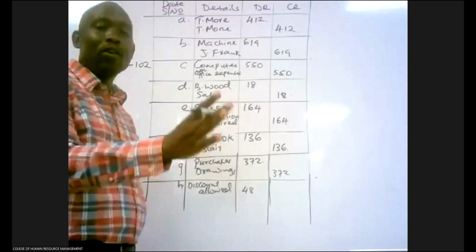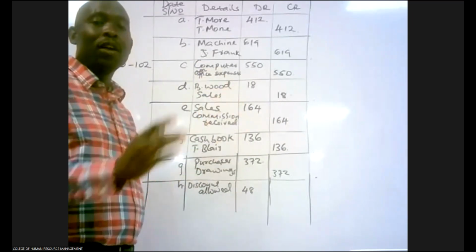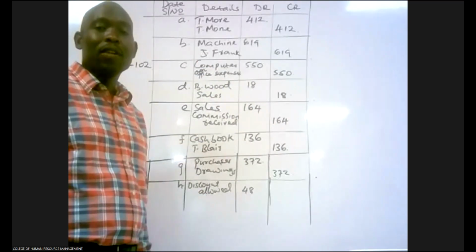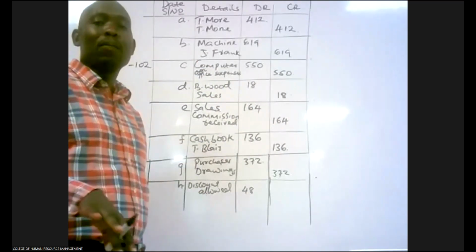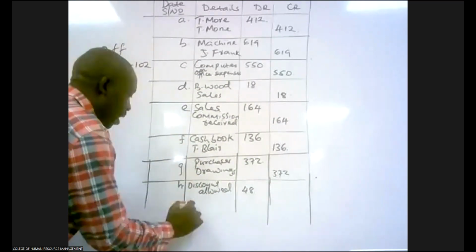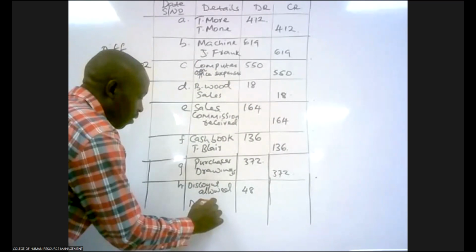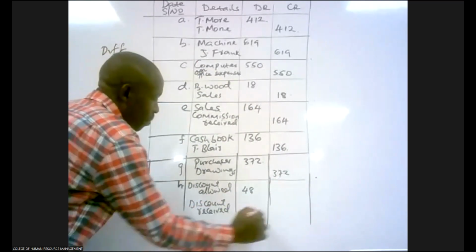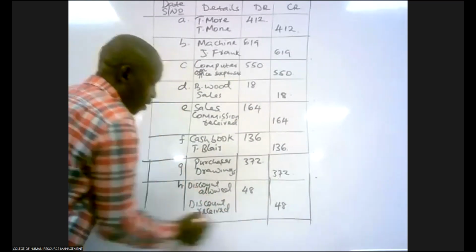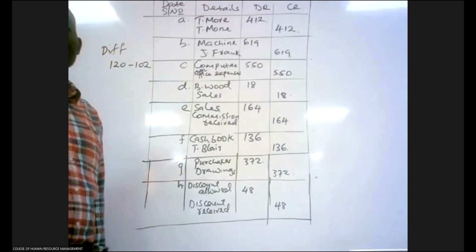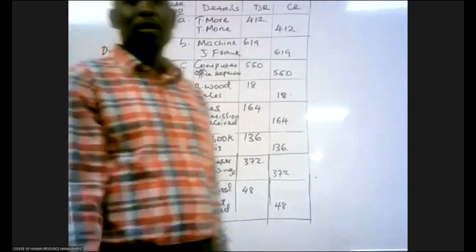If it was entered on the debit of discount received, then we should reverse it by crediting discount received, because that transaction was not supposed to be in discount received in the first place. So we come here and credit discount received by 48, and you are done. Your work is done. Canceling and posting it where it is supposed to be.